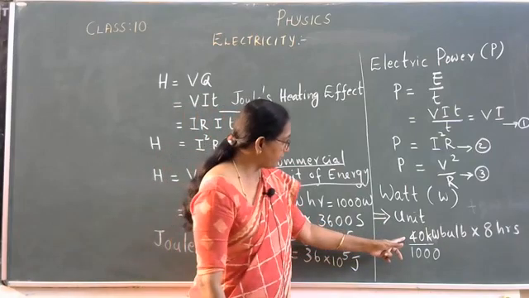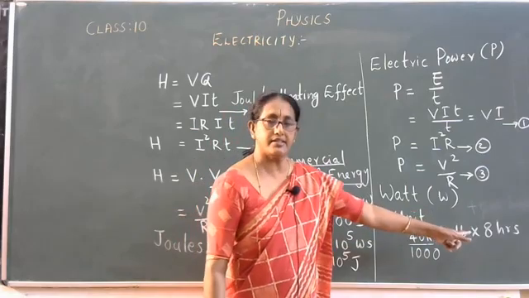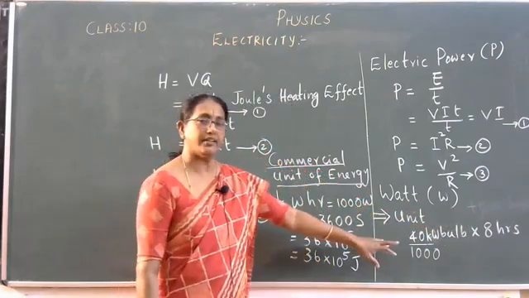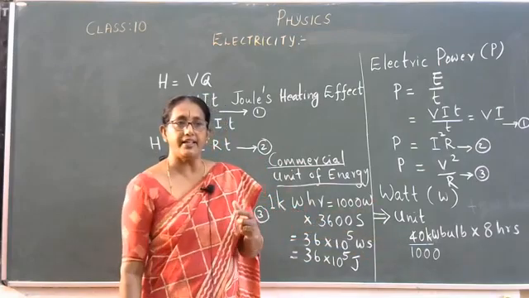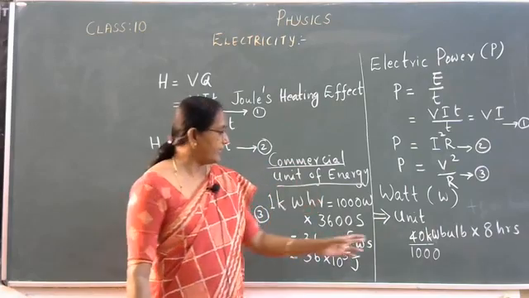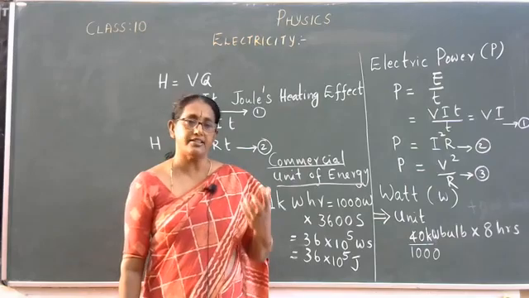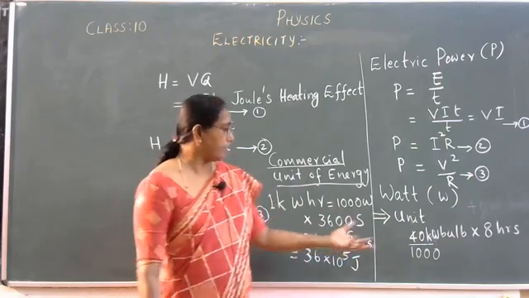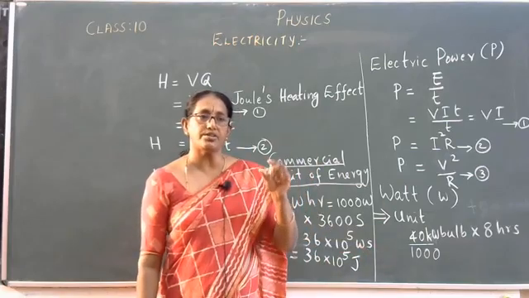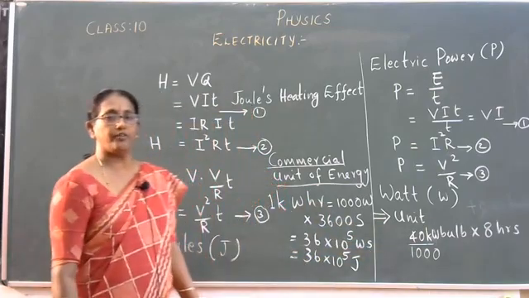So 0.04 into 8. That much electrical energy in one day that bulb will consume. So you can calculate very easily. If you know the power of the devices in your home, you can very easily calculate how many units of energy each device will consume. So depending on that we can calculate the electricity bill, provided you know the cost of 1 unit. If you know that value, you can calculate the electricity bill of your home.